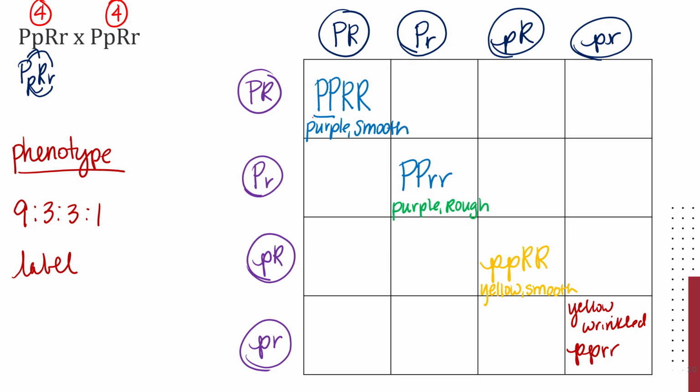In the next slide, I'm going to show you the completed Punnett square. I want you to check that yours is correct. Notice that I have tallied up the phenotypes and I've written out what number corresponds with what phenotype.